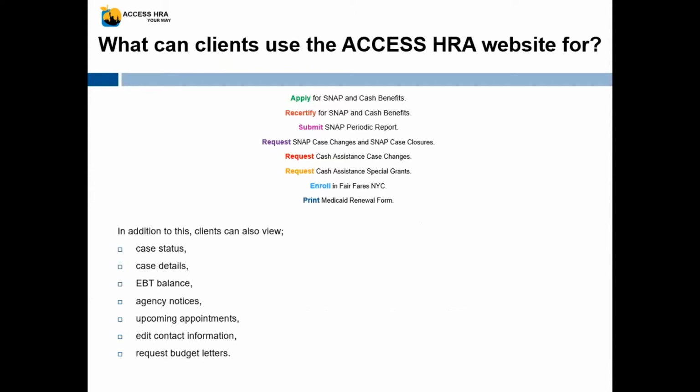So what can clients use the Access HRA website for? Clients can apply for SNAP and cash benefits. Clients can recertify for SNAP and cash benefits, submit SNAP periodic report, request SNAP case changes and SNAP case closure, request cash assistance case changes, request cash assistance special grants, enroll in Fair Fares NYC, and print Medicaid renewal form. In addition to this, clients can also view case status, case details, EBT balance, agency notices, upcoming appointments, edit contact information, and request budget letters.